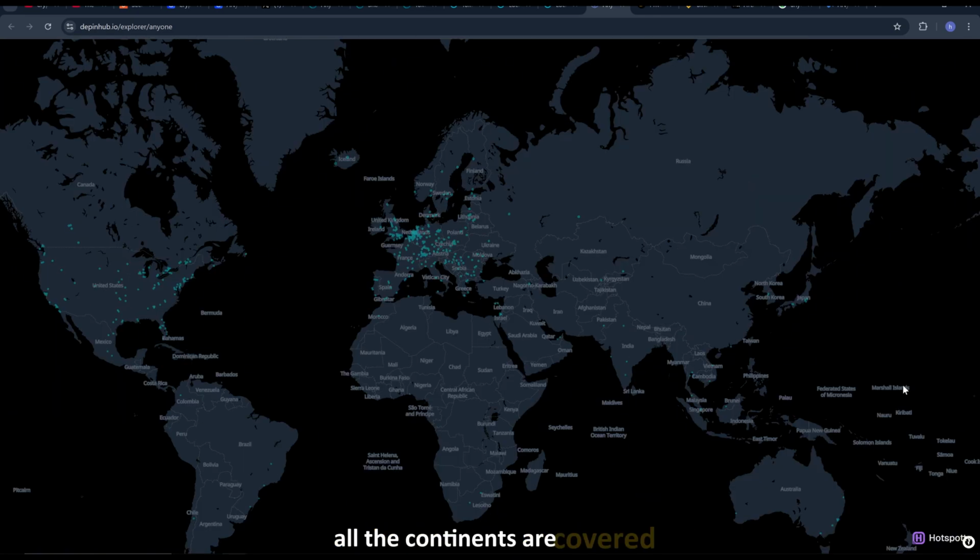But yeah, global outreach at this early stage is a joke. All the continents are covered, and when people find out about ANyONe, this is only going to get bigger, more decentralized, more secure, faster, everything.